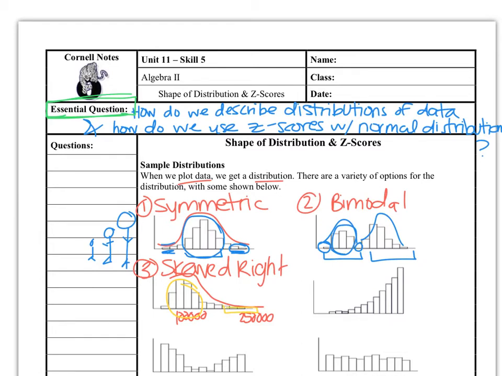upper range. The alternative to that would be this one, skewed left. So in this case, the tail goes left, therefore it's skewed left. So this might be something like retirement age. When you retire, you're probably not going to be 25 years old. We've got a few people that might retire at 25, but we've got a ton of people that are going to retire in their 60s. Okay, so retirement age.